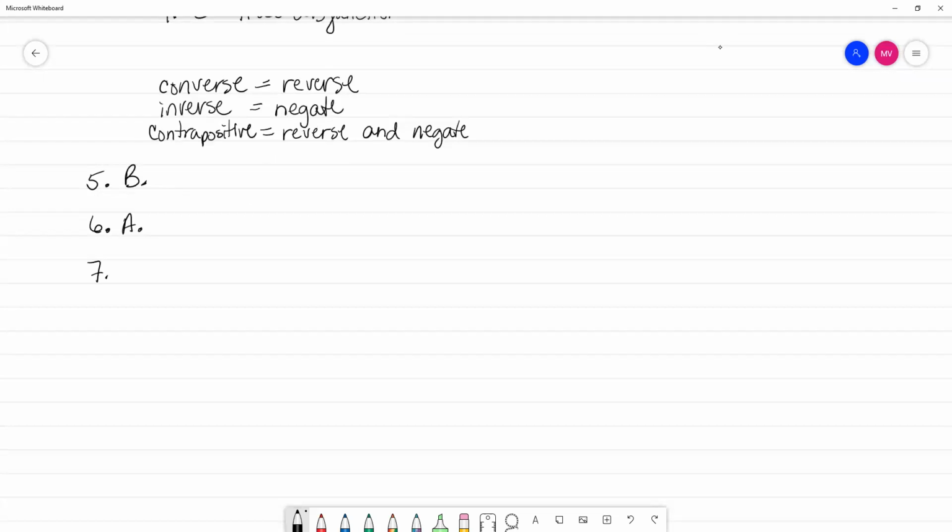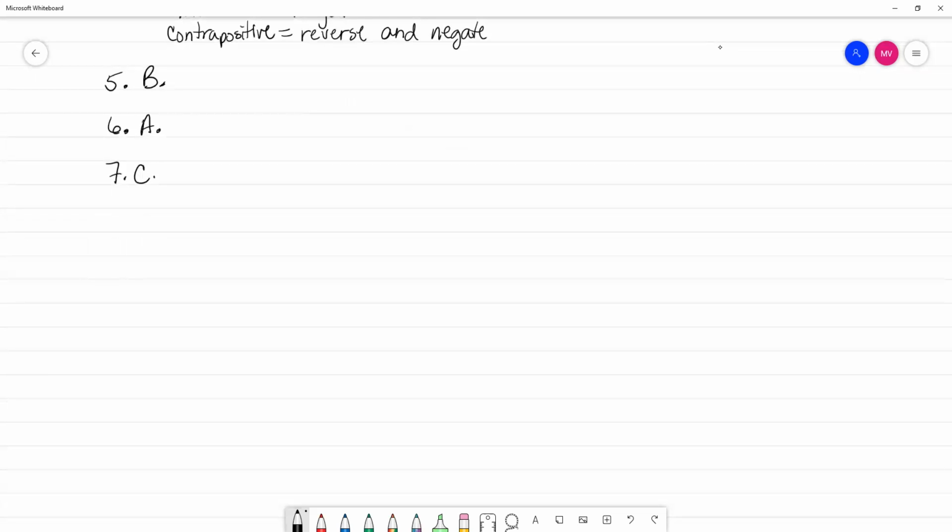And then number 7, what statement is the contrapositive of if it snows, then school will be canceled? If school is not canceled, then it did not snow. There we go, C. So we've moved school be canceled to the first part and we've negated it, then it did not snow. Okay, so these other three are the modus ponens, modus tollens, and transitivity.